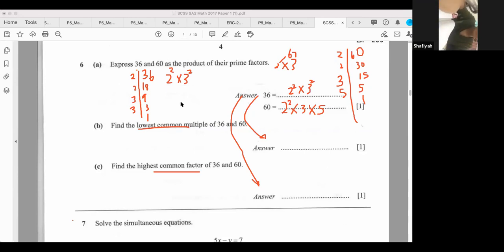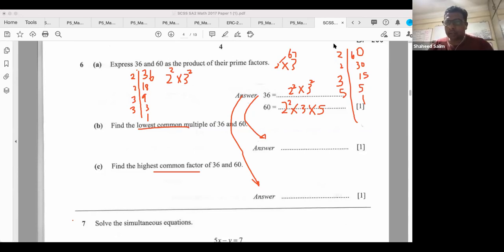Highest common factor: we want to look at the factors down here. Let us look. This one got 2, this one got 2, this one got another 2, this one got another 2, this one got 3, this one got 3. That's it. 2 times 2 times 3. 2 times 2 is 4. 4 times 3 is 12. So the answer here should be 12. 36 can divide by 12, correct? 60 can divide by 12. Yes, correct. That's the biggest number both numbers can be divided by.